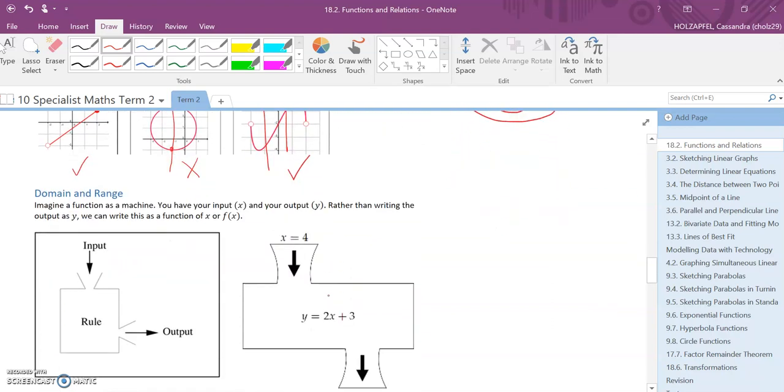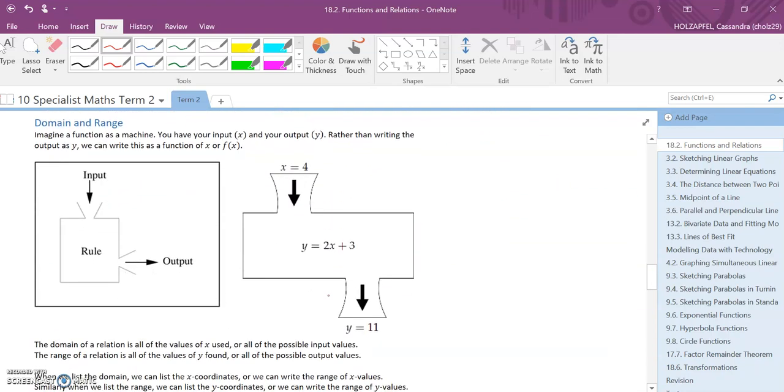Okay, so let's talk about the domain and the range of a function. We've talked about functions as kind of like a machine, right? So you have your input value, let's call our input value x. You have your rule or your equation, right? And that will give you an output. I've got an example over here. I've got my input value of x is 4. I put it into my machine or my function, which is y is equal to 2x plus 3. And then I spit out my value, which is 11.